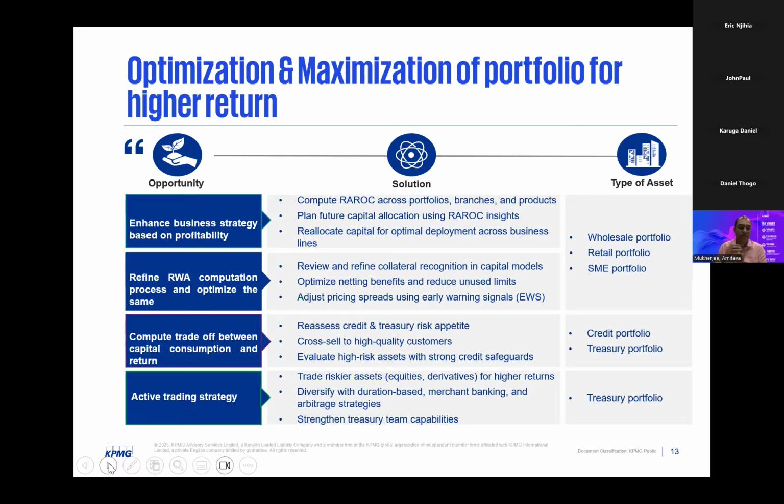And the last part is an active trading strategy. Basically, this is for the Treasury Department, where they may have investments in various types of derivatives, equity investments, or commodity investments. So RAROC is also used by the Treasury team to evaluate which revenue stream is more profitable for them at what level of risk they are taking. So that's the summary of the slide. Maybe the next slide.